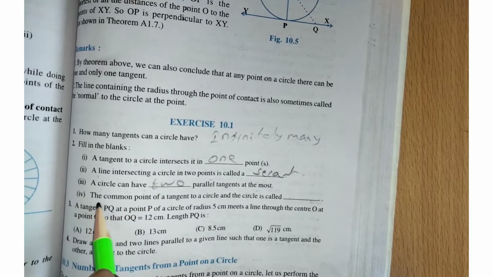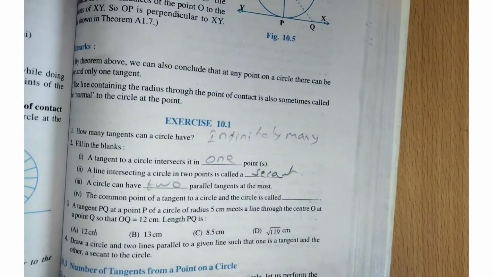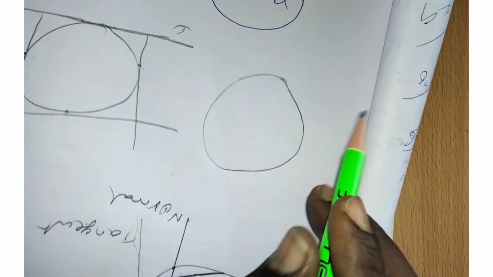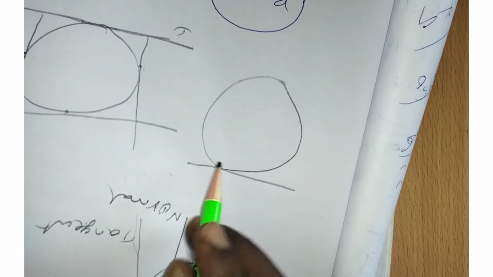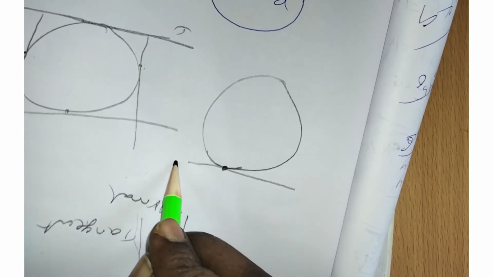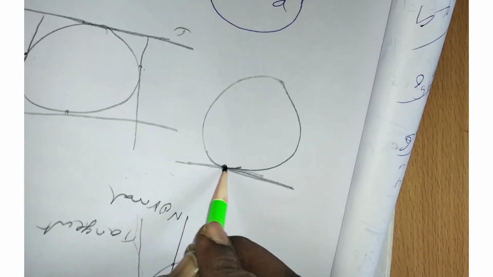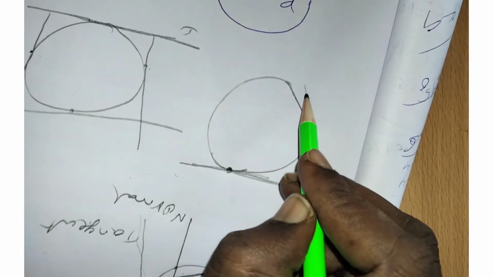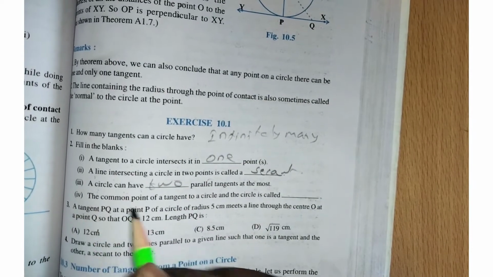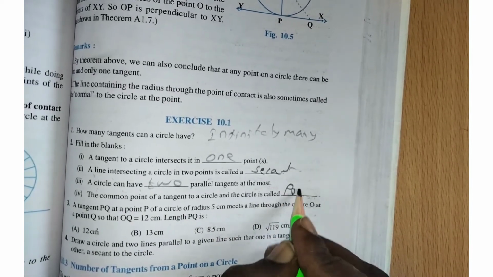Then the common point of the tangent is called the point of contact. What is that point? For example, this is a circle. If I draw the tangent like that, that point is called the point of contact. It is common for the circle and it is common for the tangent also. It represents both the circle and the tangent. That's why that point is called the point of contact. If you draw here, then that point is also called the point of contact. So the fourth one, the common point of the tangent to the circle is called the point of contact.